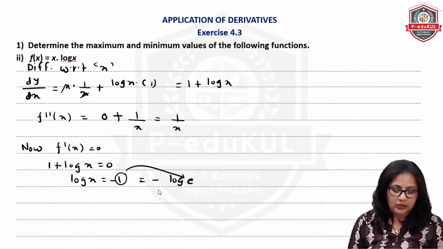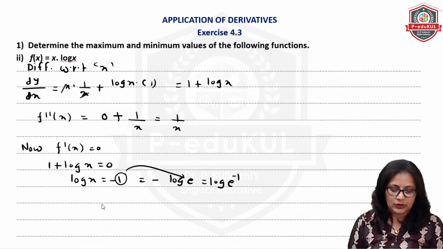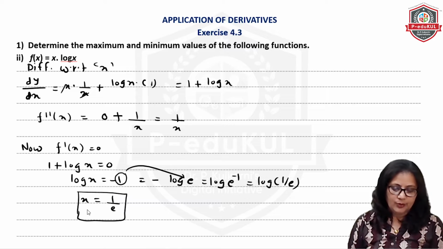And then eliminating the log, this will be e inverse. Now this is log of e raised to -1. That is the negative power I have added here only. And then that becomes 1 upon e. So this will be log of 1 upon e. And then ultimately you will get x is equal to 1 by e. x is equal to 1 upon e.